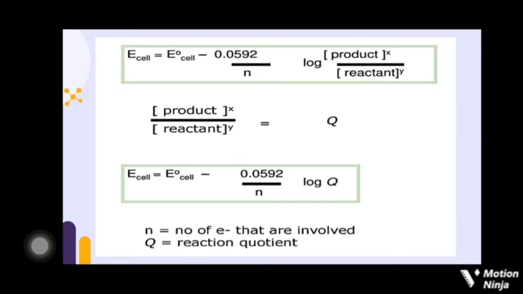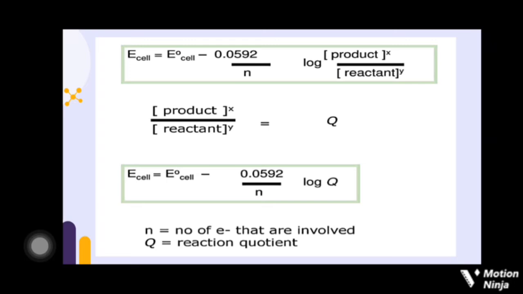So for the formula that you are going to use, there are 3 formulas. First is E cell equals E naught cell minus RT over nF, times the log of the product over the reactant. R stands for the gas constant, T stands for the temperature, n stands for the number of electrons involved in the reaction, and F stands for Faraday's constant. The product over reactant is also known as the reaction quotient.